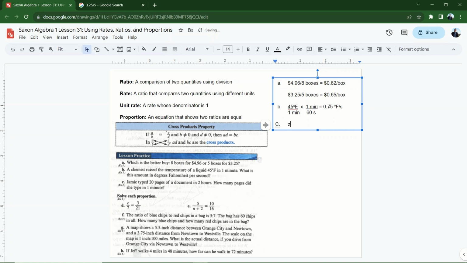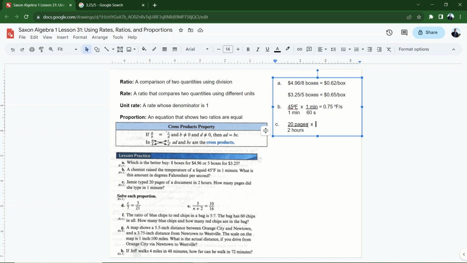In letter C, we have Jamie typed 20 pages of a document in 2 hours. How many pages did she type in 1 minute? Why, this is another unit conversion factor problem, different from ones that we've done before. So 20 pages per 2 hours, okay? And then I want to know what I have to multiply this by to get this into pages per minute. Well, let's see. I know that there's 60 minutes in an hour, and then I know that there's 60 seconds in a minute. I wonder if I could just do those two in a row.